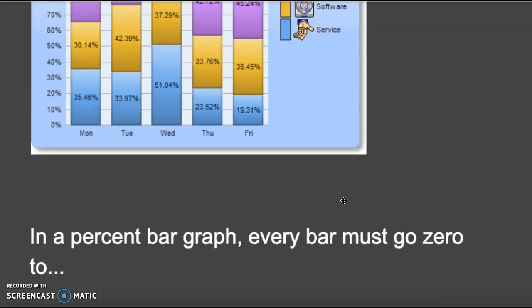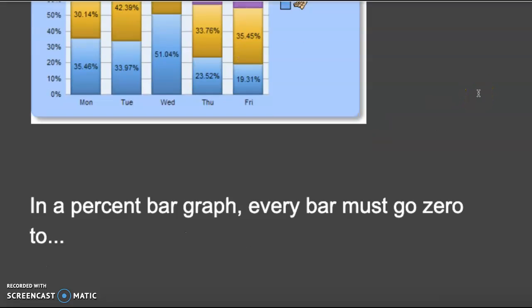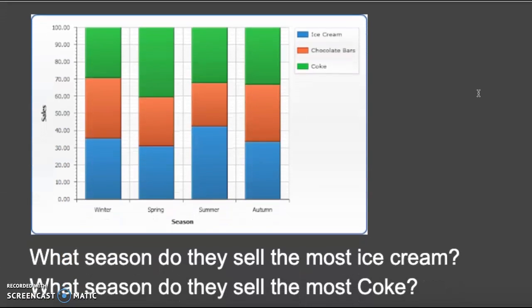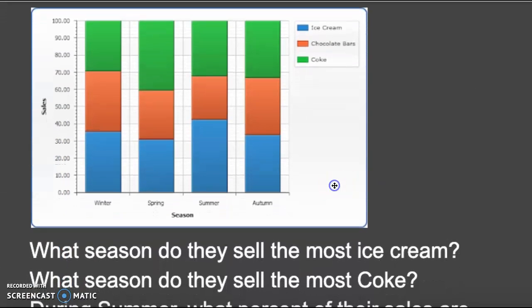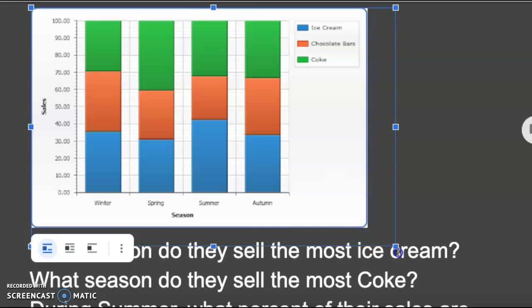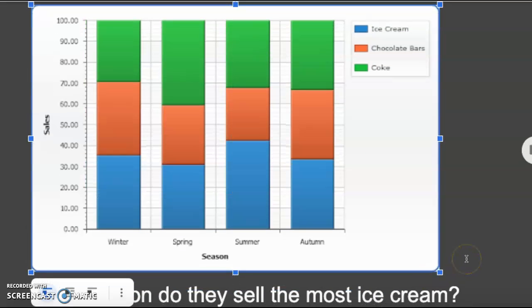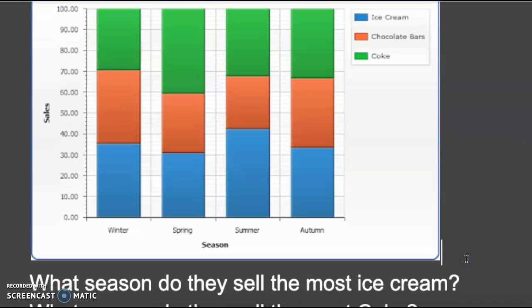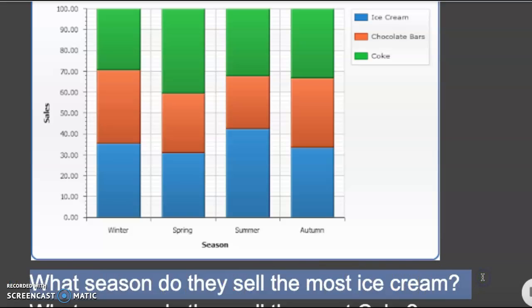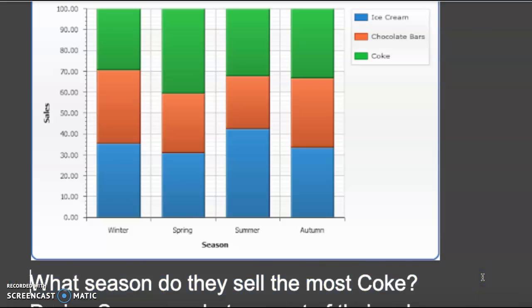So in a bar graph, every bar must go from 0 to what? Now, this is the example we are going to ask questions about. So I'm going to make it a little bit bigger for us. Take a good look at it. What season do they sell the most ice cream? What season do they sell the most Coke?